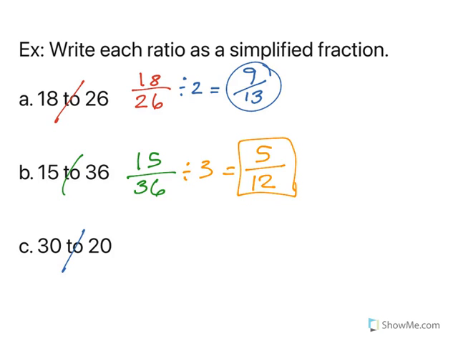And then last but not least, I have 30 to 20. If you have two numbers, both ending in a 0, the zeros can cancel out. That's the same as dividing by 10. And I have 3 to 2. Now, those were pretty easy.